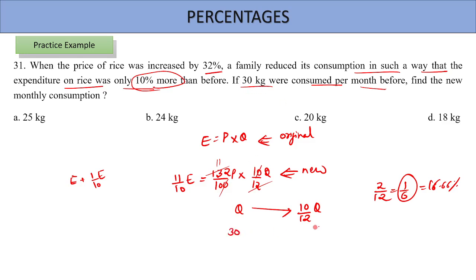Now they are asking, if they were consuming 30 kg before, so if Q was 30, then what is the new monthly consumption? That is 10 by 12 into 30. So this will go 5 times, this will go 6 times, and then this will also go 5, which is 25 kg. Option A. A good sum, guys. You can mark it important for your reference if you want.